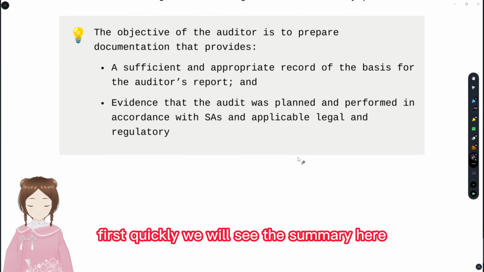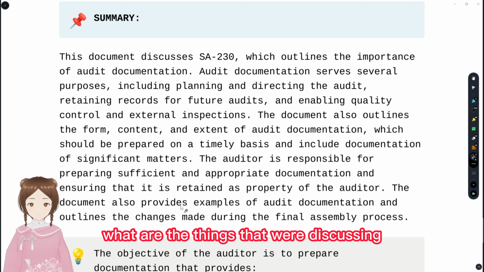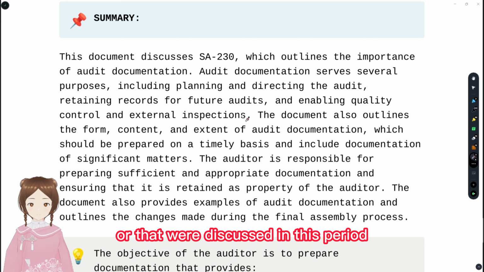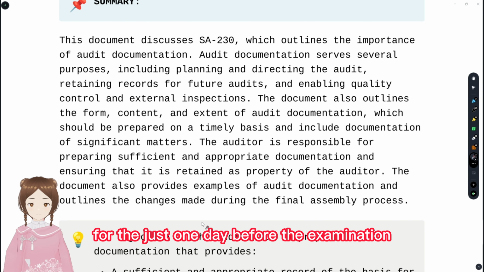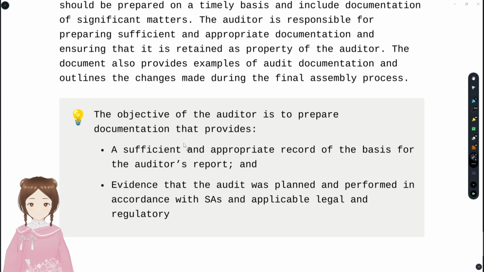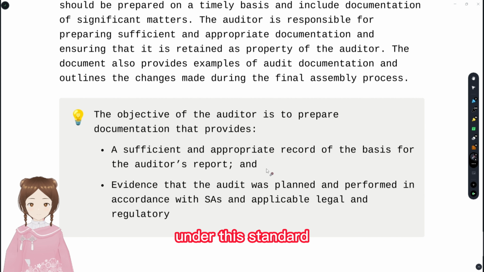First, quickly we'll see the summary here. The summary just contains all the things that were discussed in this PDF. This is for quick reference, just one day before the examination. First, we'll see the summary here. We have the objectives of the auditor here. Why, under this standard, what is the auditor wanting?